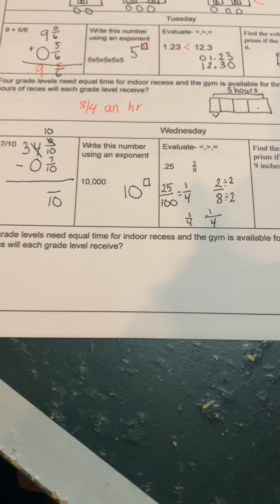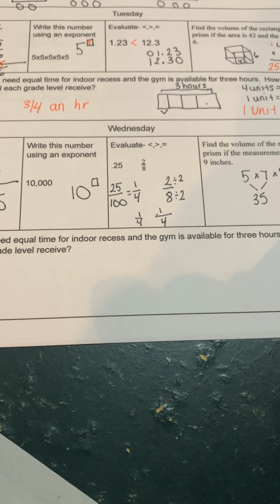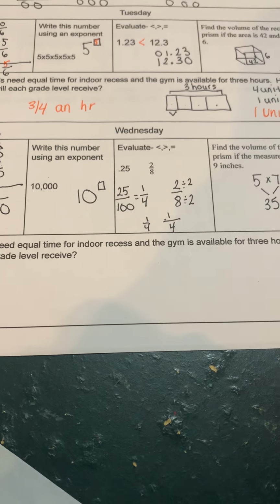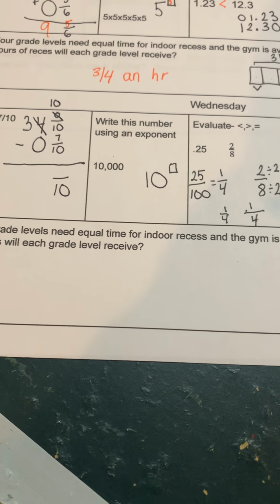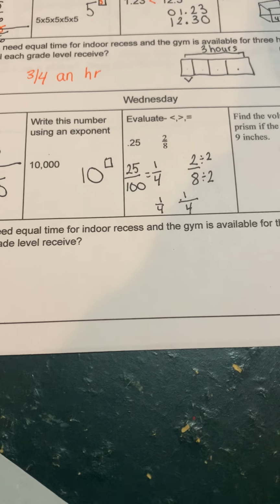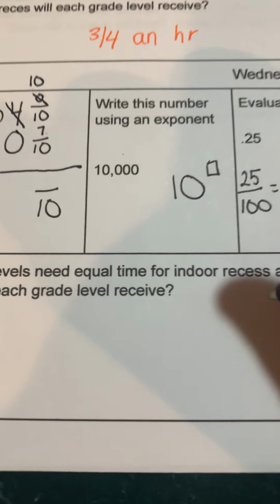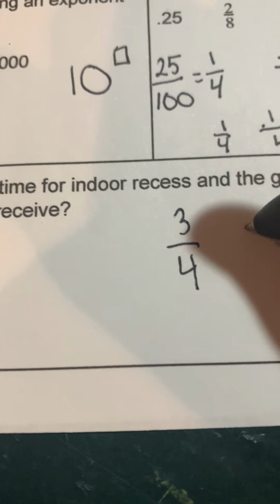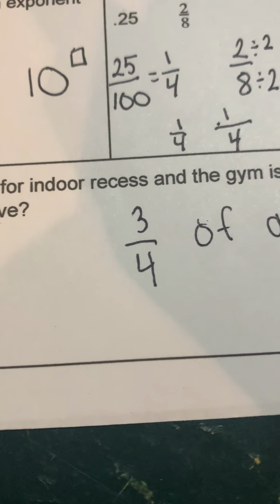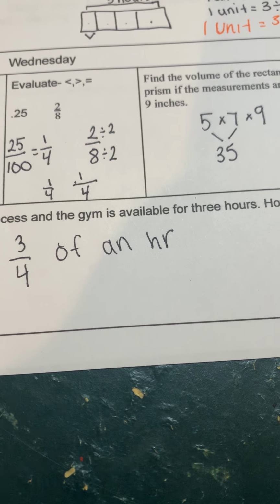And the last one, the word problem. 4 grade levels need equal time for indoor recess, and the gym is available for 3 hours. How many minutes will each grade level receive? So if you notice, this problem is extremely similar to Tuesday's. However, on Tuesday, they asked you for how many hours, and we said it was 3/4 of an hour. So we need to change 3/4 of an hour to minutes, because our question is asking how many minutes. So there are 60 minutes in 1 hour.